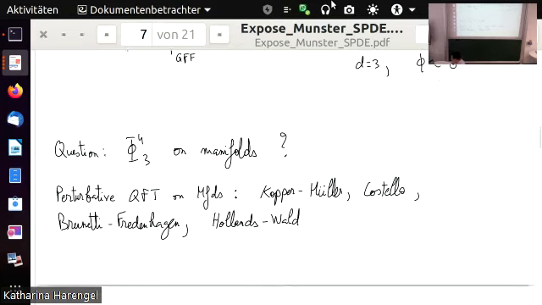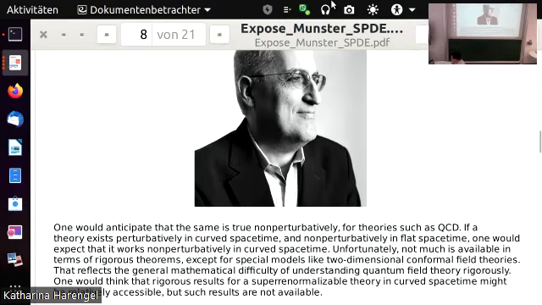Here I have a quote from Viet Dang about the kind of difficulty. At first I thought this was done, that phi^4_3 exists on manifolds. But then I was relatively surprised when I found this quote from Viet Dang in 2021, in a survey he wrote on QFT on curved spaces. He says that if you have a theory that exists perturbatively in curved spacetime and non-perturbatively in flat spacetime, which is the case for phi^4_3, at the time he was writing this, one would expect that it works non-perturbatively in curved spacetime. I would expect the same.